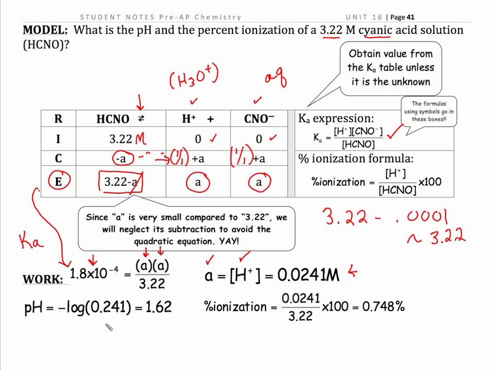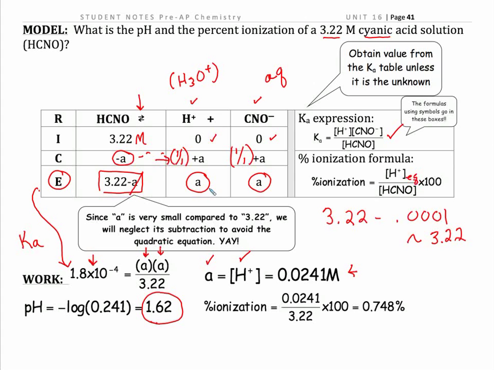Now when I solve for A, I'm solving for H plus, and I get 0.0241. And you notice then it's only one step to pH. That's why I like to use A and B. If you're solving for A, it's an acid, it's one step to pH. If you're solving B, it's a base, it's two steps to pH.